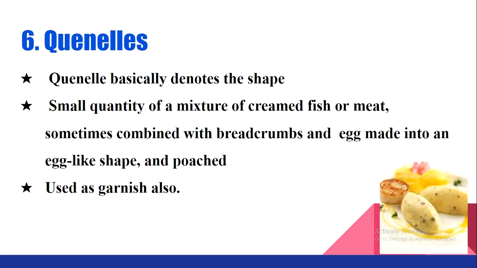And nowadays this can be used as a garnish also. So today we can see various types of quenelles, like we can make ice cream quenelles, or even we can make meringue quenelles. So now the word quenelle is used for denoting just the shape, but actually it was a charcuterie product made from creamed fish or meat.